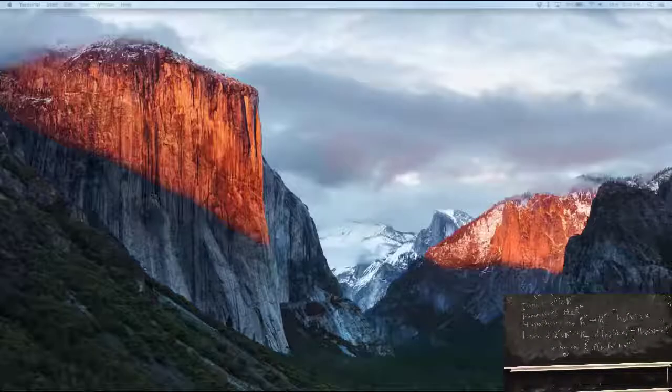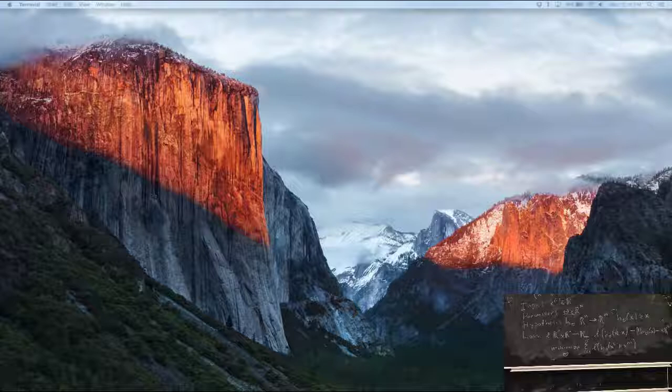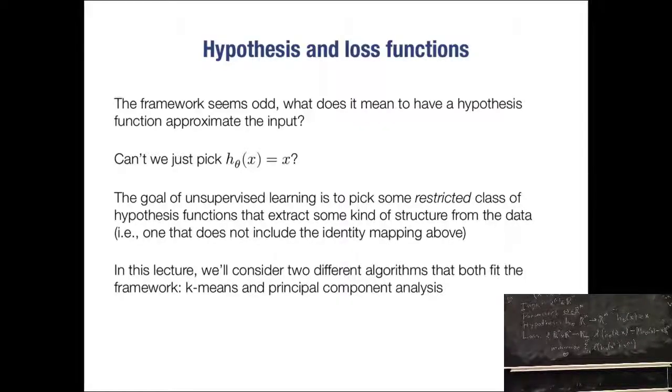The goal of unsupervised learning is to pick some restricted class of hypothesis functions. And this is sort of the key part maybe. It's that this class will in some sense extract some type of structure from our input. And that type of structure you extract actually depends a lot on the hypothesis you're going to use and how you're going to optimize it. And we'll see two examples of that shortly.